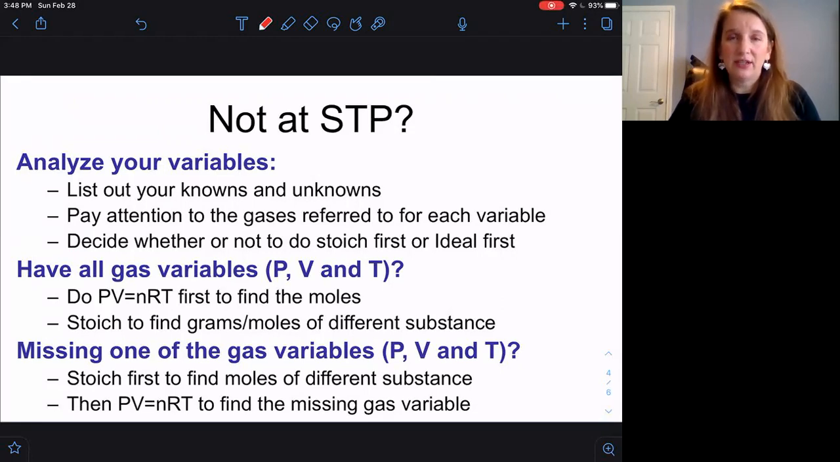That's going to be important in telling you that you need to do stoichiometry at some point to switch. Now, if you have all of your gas law variables, so if you're given the pressure, the volume, and the temperature, you're going to use the ideal gas law first in order to find the moles, and then you'll do stoichiometry to switch to the other substance and find whatever it is that you're looking for, whether that be the moles or the grams. If you're missing one of those gas law variables, so if you're trying to find pressure, temperature, or volume, you're going to do stoichiometry first in order to find the moles of that substance you're trying to find the gas law variable of. And then you'll use the ideal gas law to find that missing gas law variable.